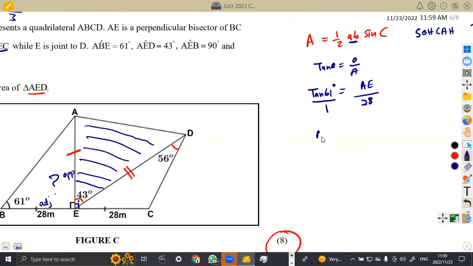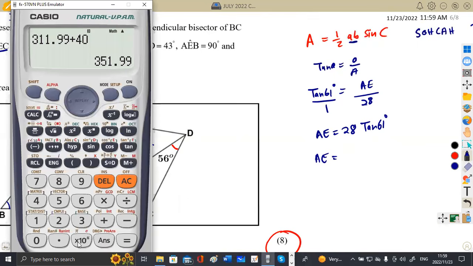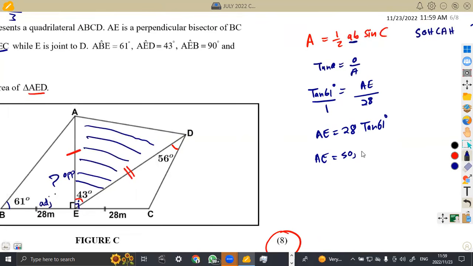So you can cross multiply to find AE. That's 28 tan 61 degrees. So AE is equal to 28 times tan 61 degrees, which is going to be 50.513, something like that. The units are meters. Okay, so that's what we have for now.